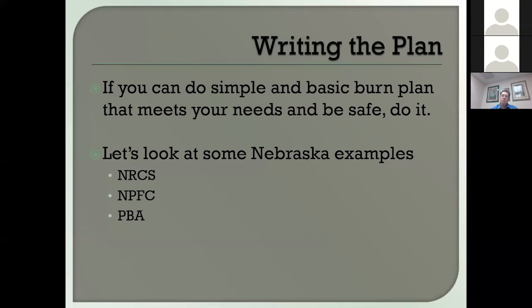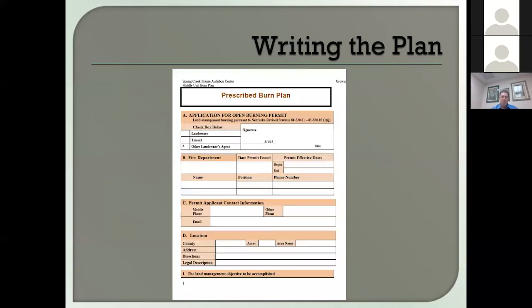So if you can do a simple basic burn plan that meets your needs, make sure to do that. So here's just a couple examples that we have here in Nebraska that we utilize. Here's one that Spring Creek Audubon uses. It's a really simple document. I think it's like three or four pages, but it's basically got everything on there that complies with state statute.